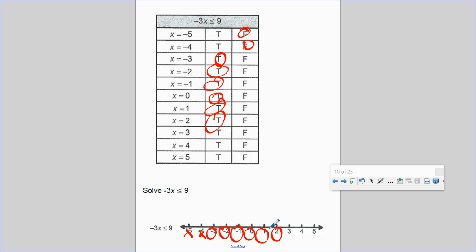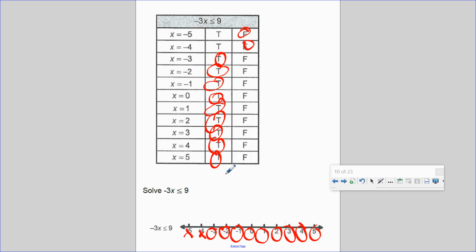Yes, true. -3 times 3 is -9, less than 9. True. -3 times 4 is -12. True. And -15 is less than 9. So as you can tell right here, at -3 and anything greater than that, it works. But if it's -4 or less down there, it doesn't.